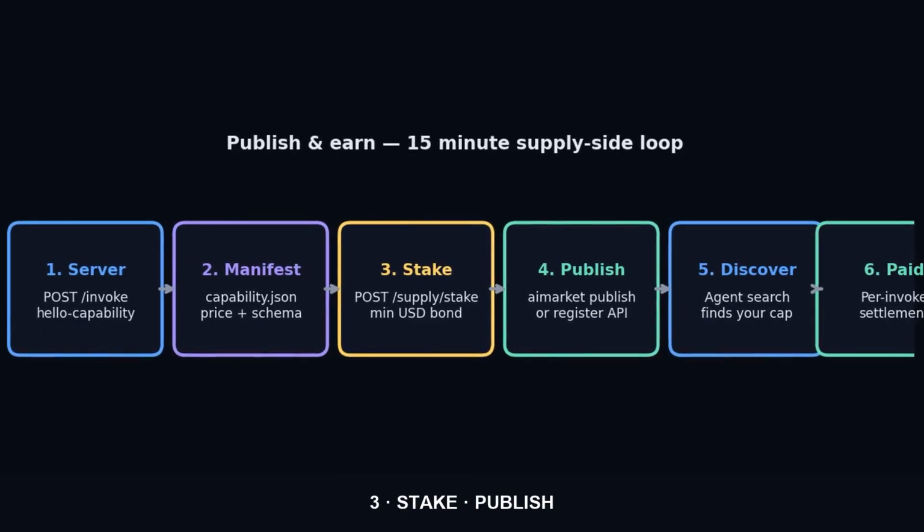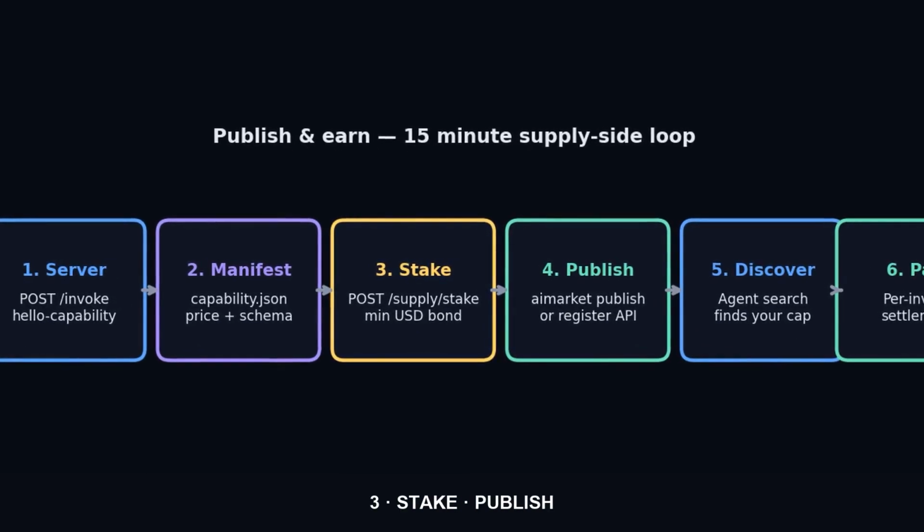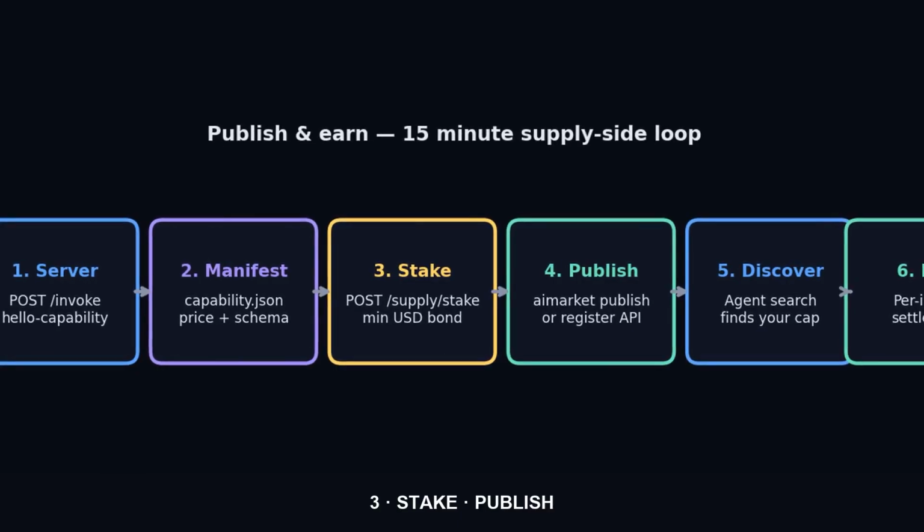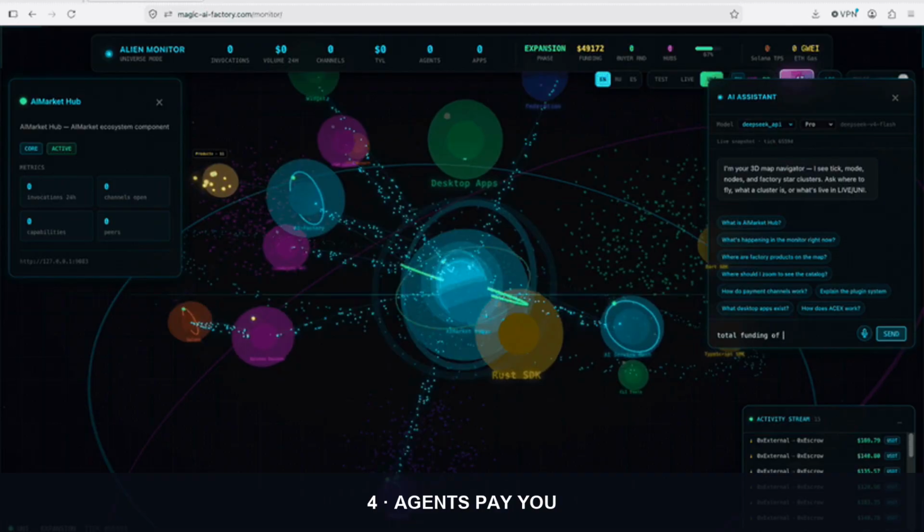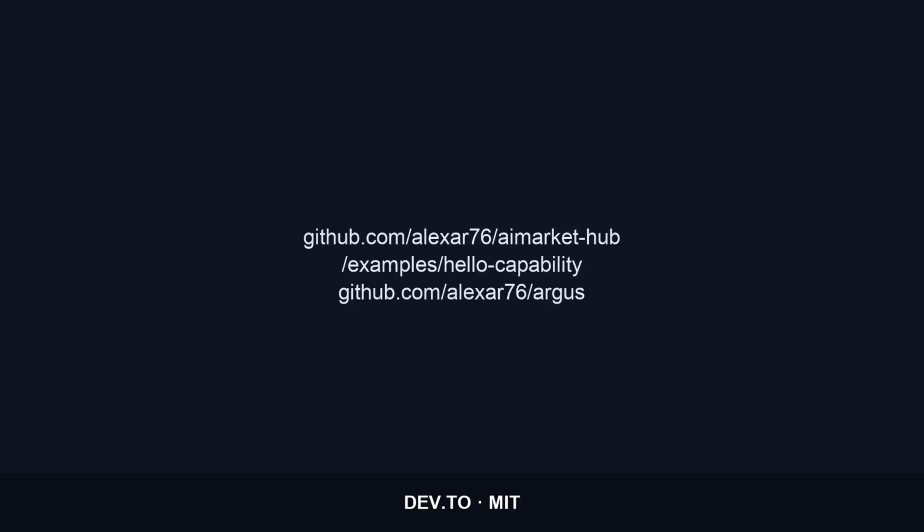Stake on the hub. Post supply stake with publisher ID and amount. Production requires a verified on-chain TX hash. Then register or a market publish to the catalog. Argus or any HTTP client discovers your capability, opens a channel, invokes, and settles.